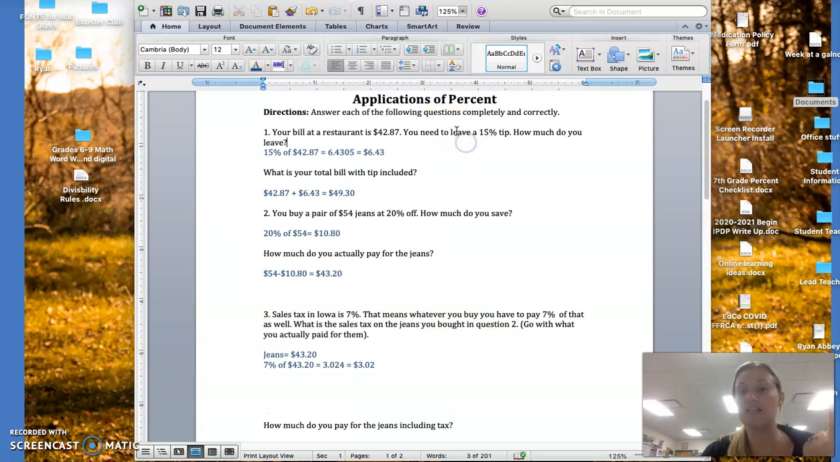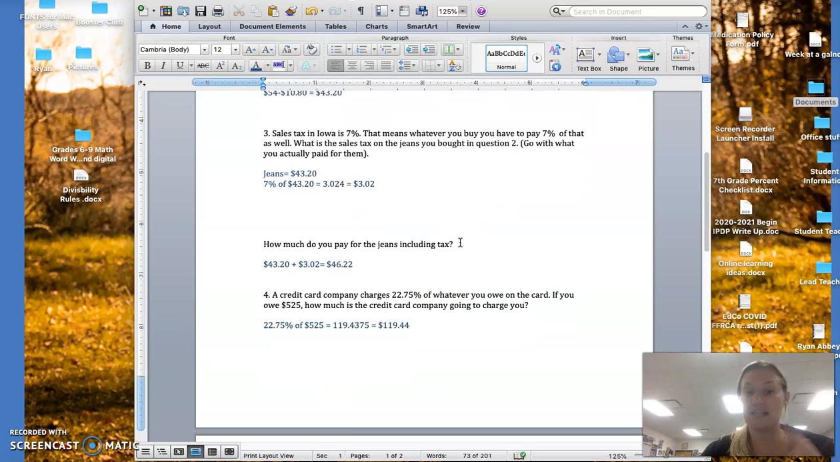You will probably see a tip problem. Again, you have to find the percent of. If they want just the tip, you can stop here. If they want the total bill, then you'd have to add. Okay, you're getting the point of what we're doing here. Sales tax, if they want just the tax, you can stop here. If they want the total, you'd have to add them.